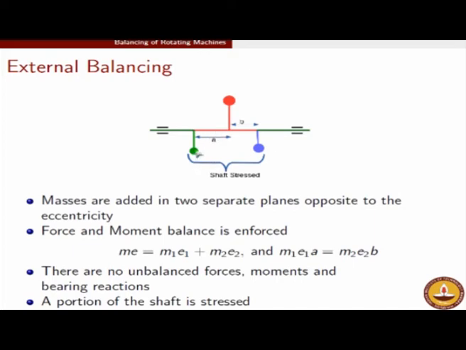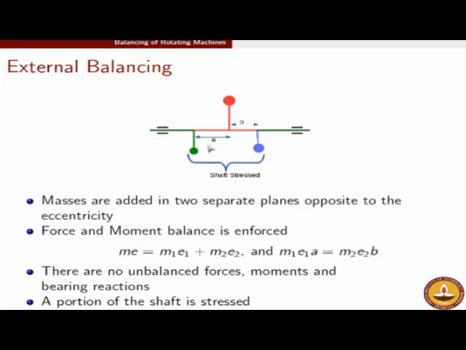So the portion between the two counter masses will be stressed, but happily nothing is getting transmitted to the frame. The frame is saved from any dynamic forces. It is balanced, but the shaft itself as a rotating member will be stressed. So you will need a good shaft material which can bear that stress. That is unavoidable; this is just the price that we have to pay.